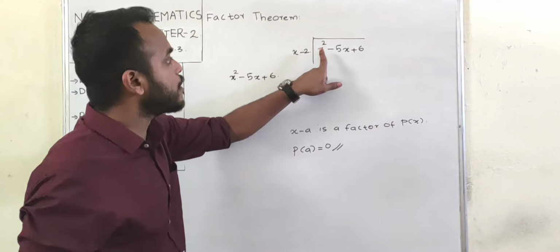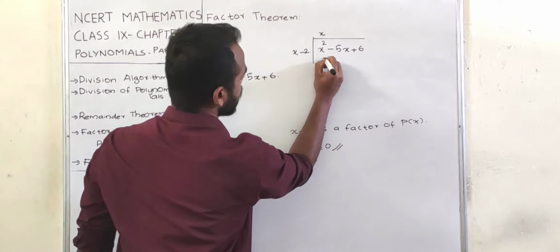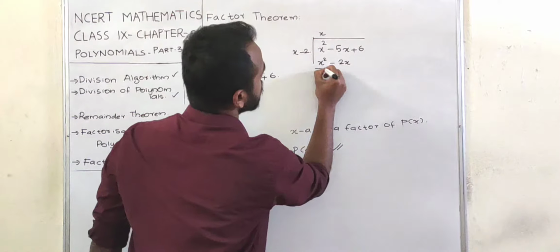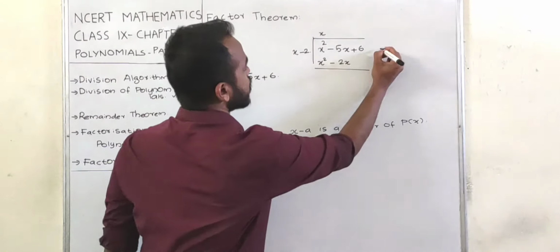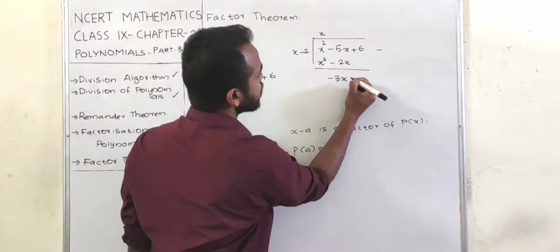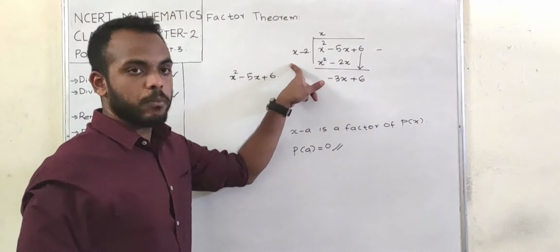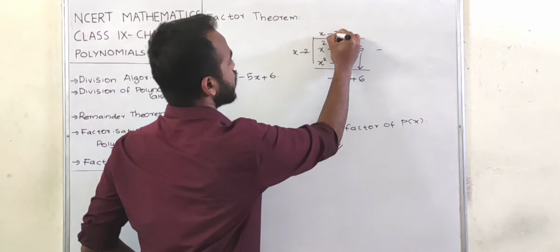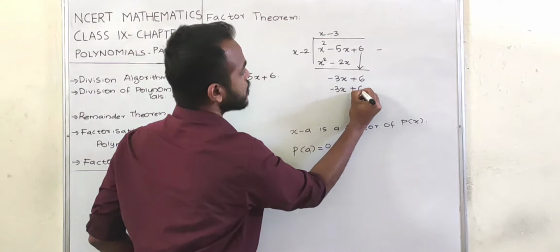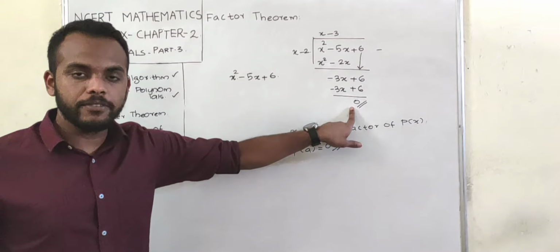So, very same step that we have been doing. X square by x is x into x is x square. Now, next x into minus 2 is minus 2x. Subtraction process, minus 5x minus 2x, that is minus 3x plus this number over here 6. Minus 3x by x is minus 3. Minus 3 into x is minus 3x. Minus 3 into minus 2 is plus 6. And what is the remainder that you got? 0.